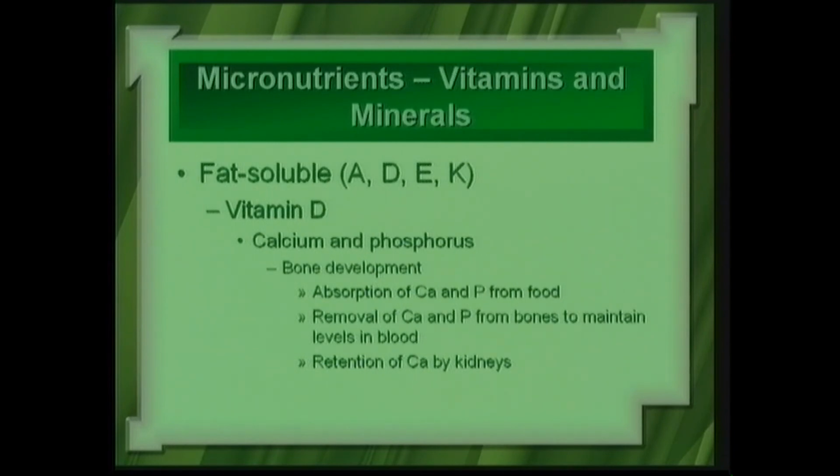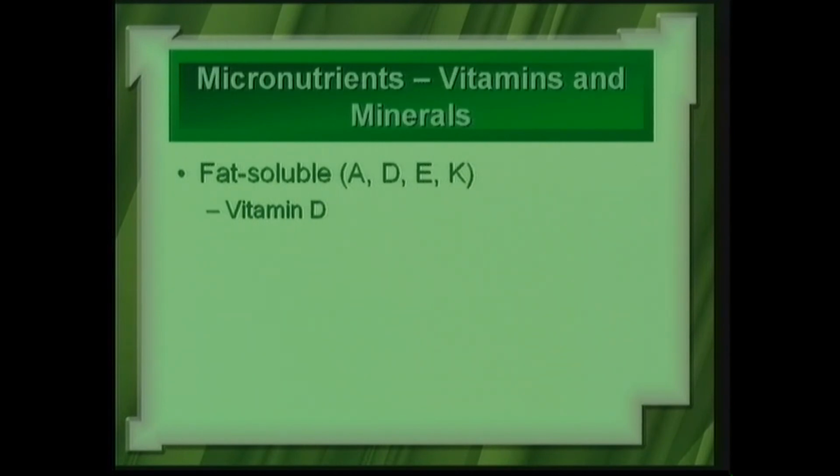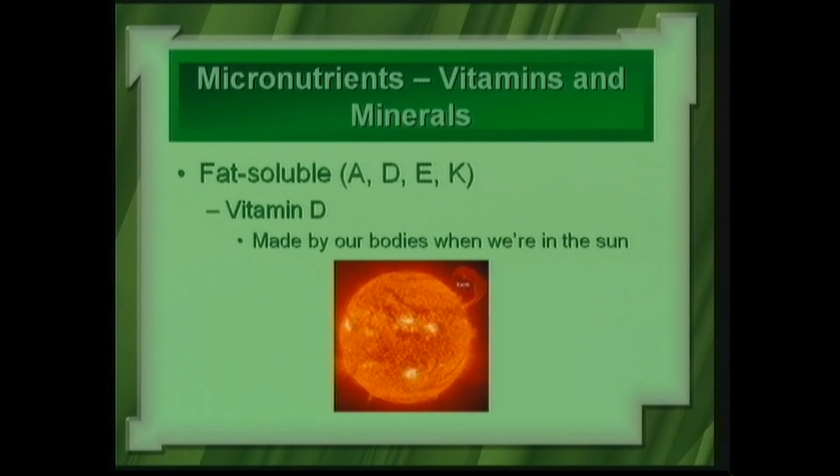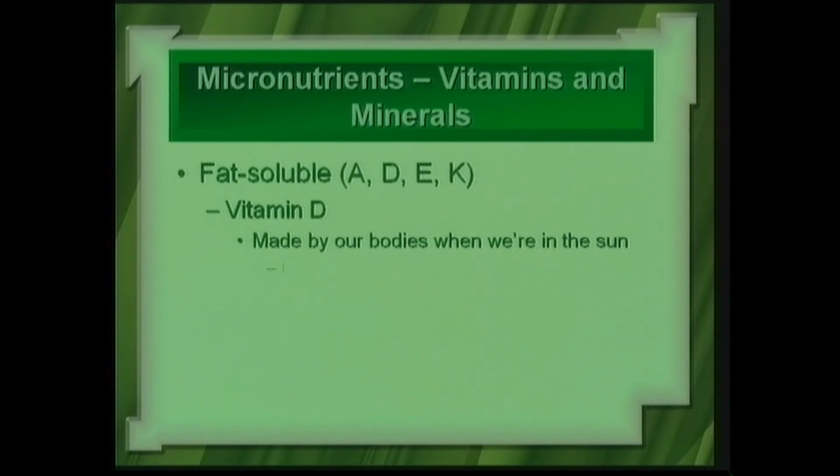Another function of vitamin D has to do with calcium balance in your kidneys, in your blood, and also in your bones. Very important. Vitamin D is made by our bodies when we're in the sun, so sometimes people call it the sunshine vitamin. Here's our Earth, this teeny tiny little speck. This is the sun. It gives us an idea about where we actually stand in this universe.